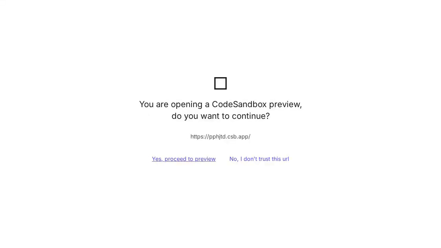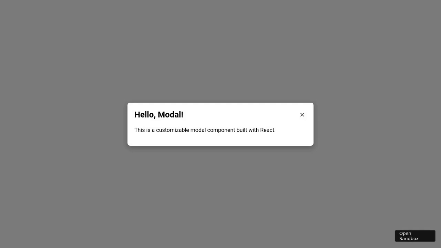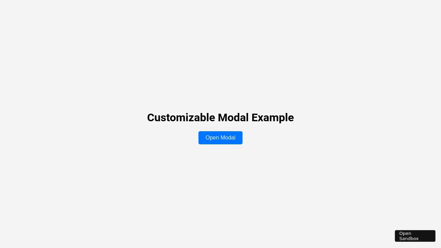Now, let's walk through the demonstration of our customizable modal component in action. Imagine you're on a web page that showcases our modal example. As you navigate to the page, you are greeted with a header that reads Customizable Modal Example. Below it, you'll find a button labeled Open Modal. Upon clicking this button, the modal smoothly appears on the screen, overlaying the main content.